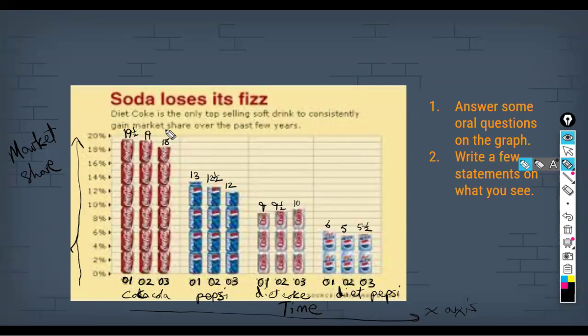So you have to tell me about market share. You have to tell me about the years specifically. So it is a time period, but remember, they're not seeing it. The reader is not seeing the graph. So you have to tell me the years and you have to tell me which soft drinks.